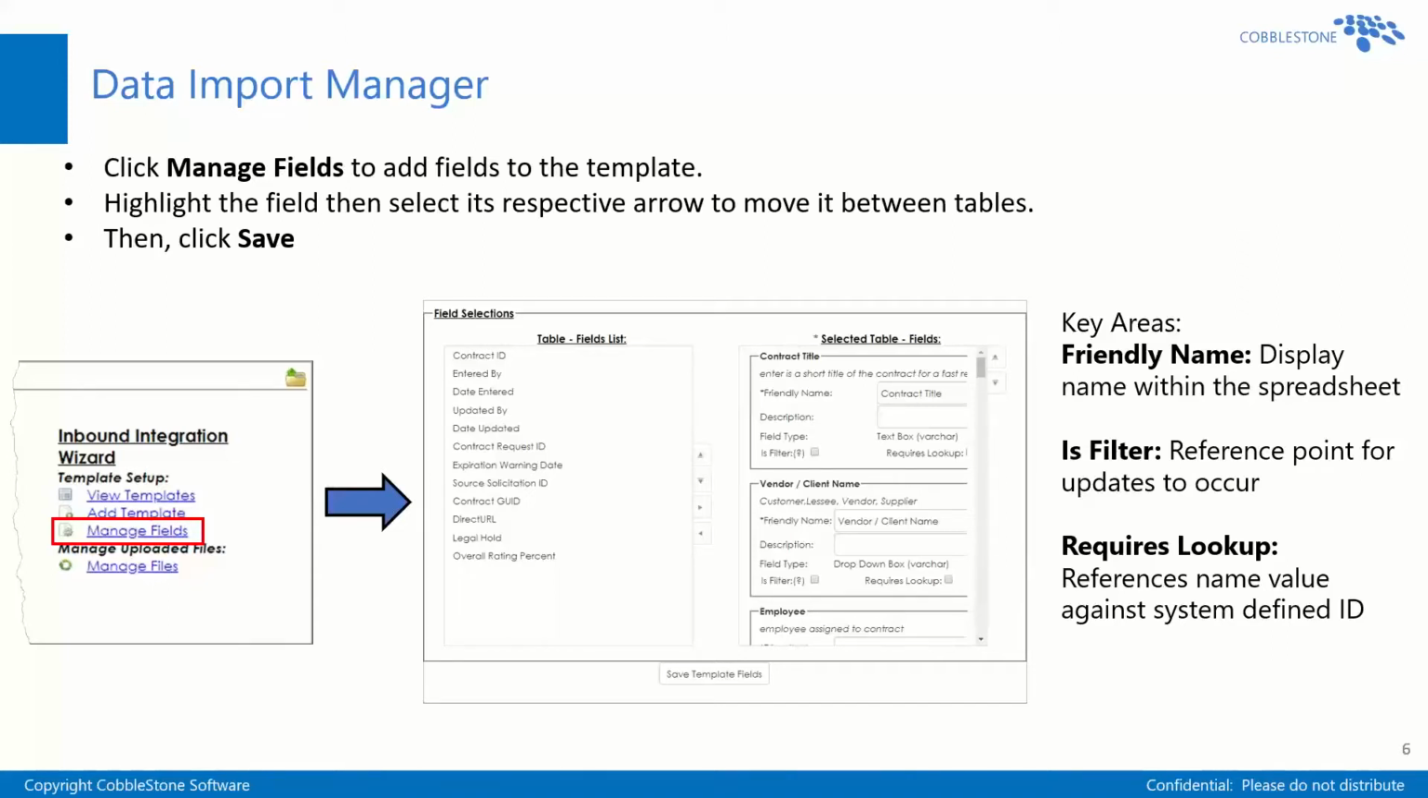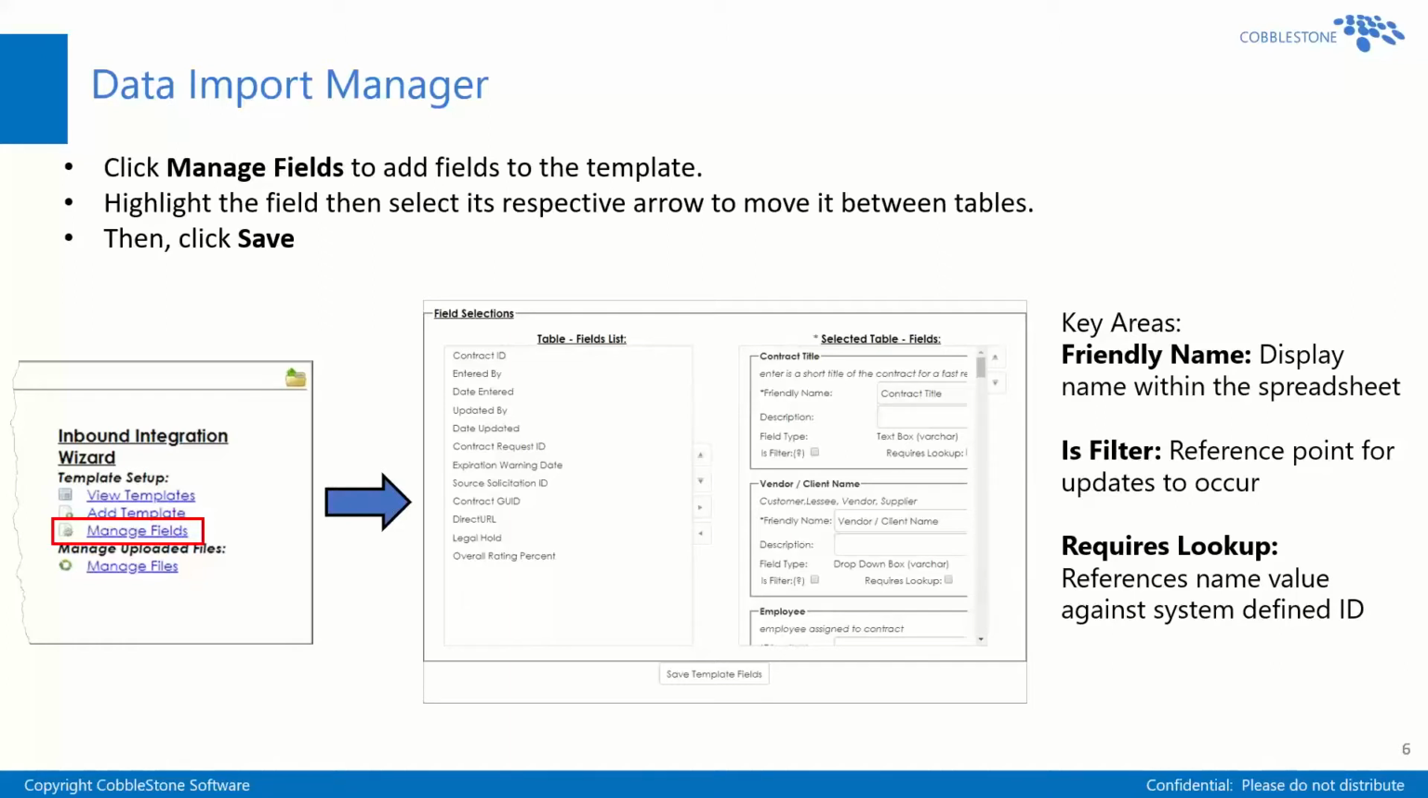Just for sake of sanity, I tend to put my updating field, my is filter, at the very top of the list on the right-hand side, just so it appears on the far left on my data import and update template. Again, making sure I have that is filter field marked.